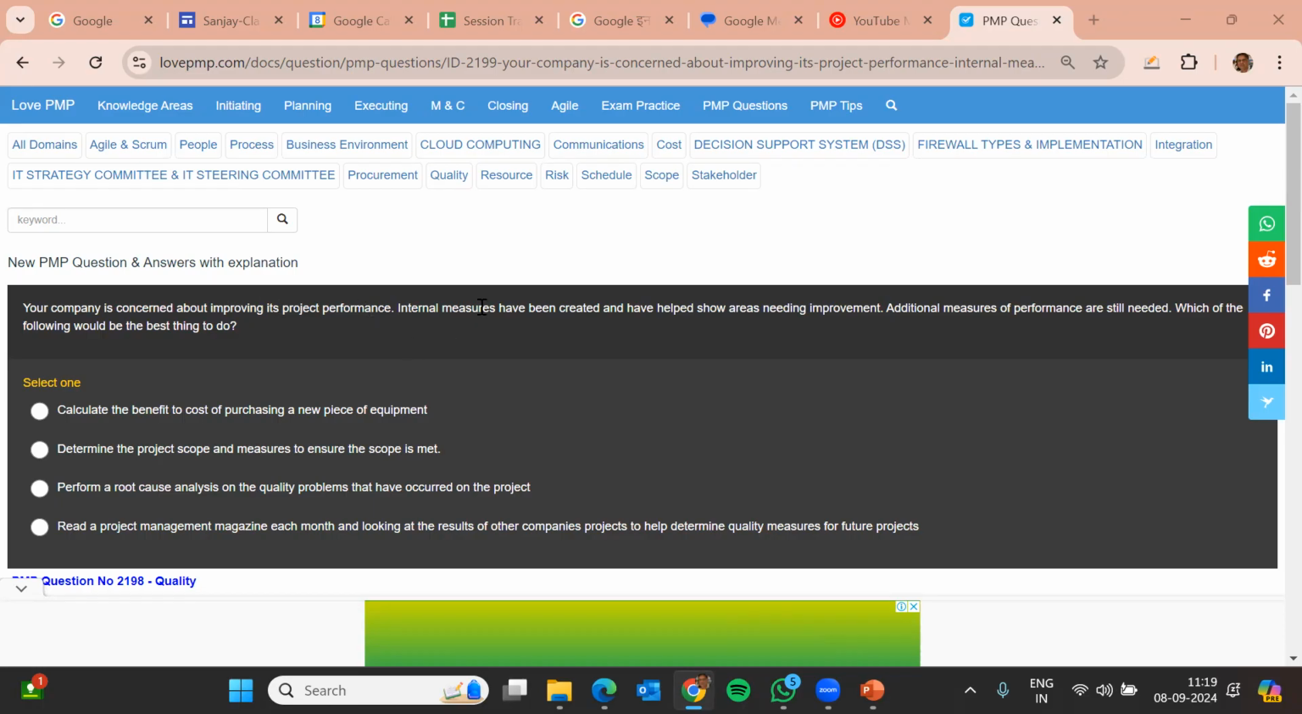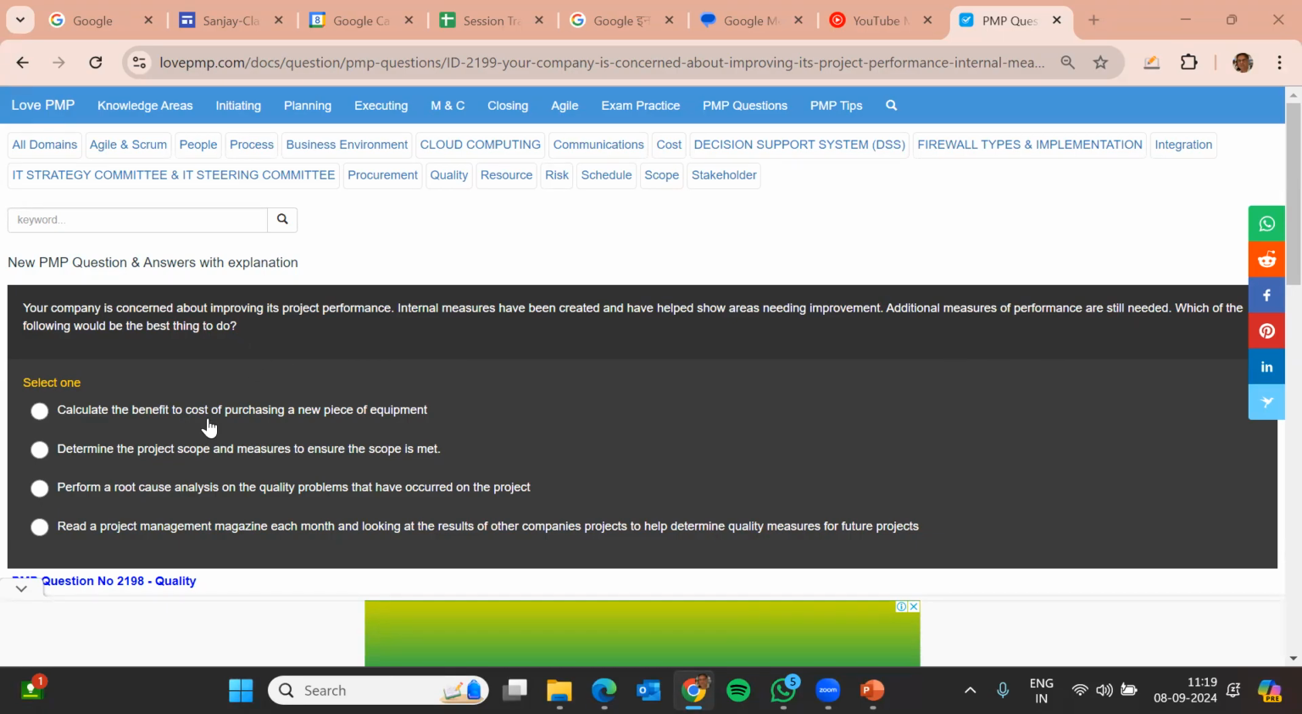Internal measures have been created and have helped show areas needing improvement. Okay, so these measurements are quality checks that have been created, and you already know where the weak area is. Additional measures are still needed. Some more are needed. Which of the following would be the best thing?